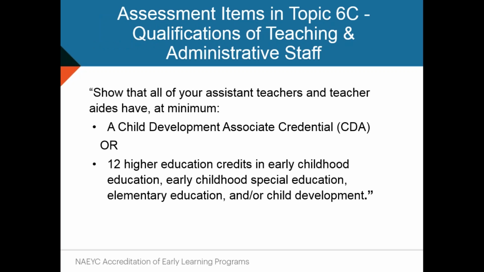Topic 6C, Qualifications of Teaching and Administrative Staff, describes the educational qualifications expected of teachers, assistant teachers, operational administrators, and pedagogical administrators. The example on your screen is that you show that all of your assistant teachers and teacher aides have a minimum of a CDA or 12 higher education credits in early childhood education. As you'll see here, there is no longer a working-on option for staff.